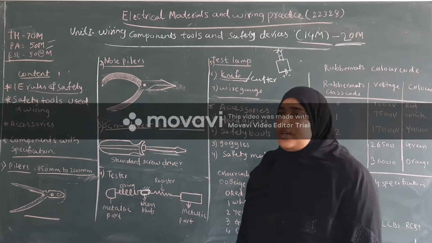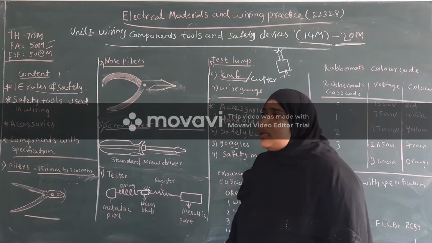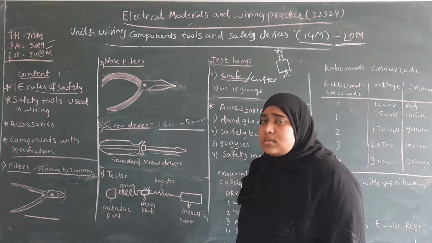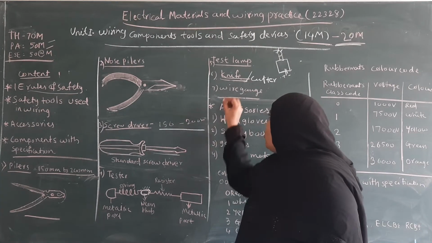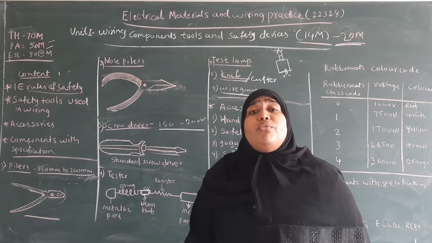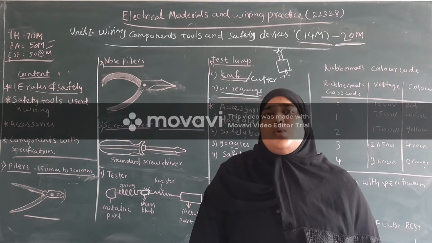Cutter is used to remove the insulation. Next is the wire gauge. Wire gauge, there are different ratings of the wires. By using a wire gauge, we have to check the gauges of the wires.